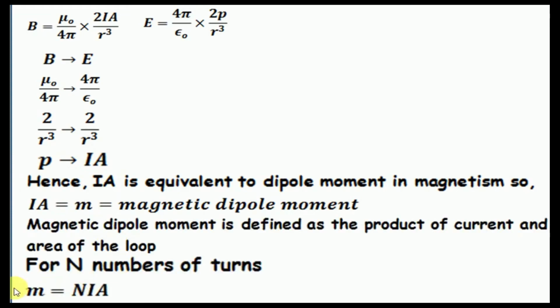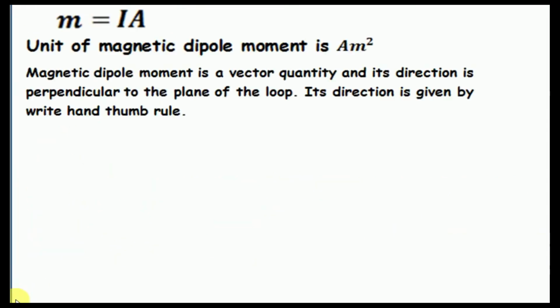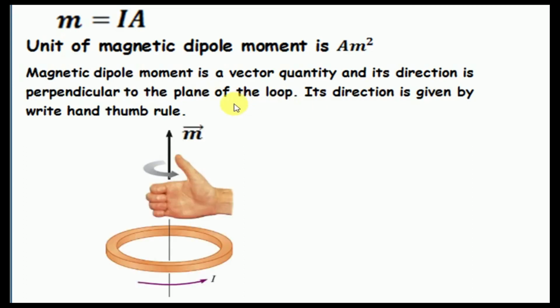magnet. If you have n turns in the loop, then you have to multiply it with n to get the magnetic dipole moment. So the unit of dipole moment is ampere into meter square, the unit for area. Magnetic dipole moment is a vector quantity and its direction is perpendicular to the plane of the loop, and it is given by the right hand thumb rule.